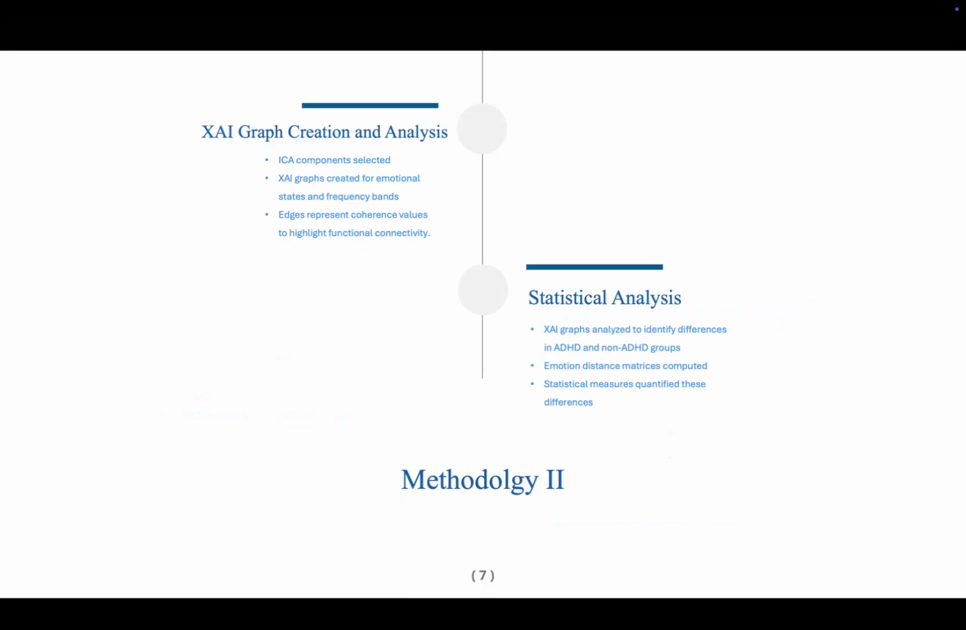Next, in the statistical analysis, we analyzed the XAI graphs to identify connectivity differences between ADHD and non-ADHD groups. We computed emotion distance matrices to capture dissimilarities in the brain connectivity across emotional states. Statistical measures then quantify these differences, providing a basis for interpreting how ADHD impacts neural connectivity and emotional processing.